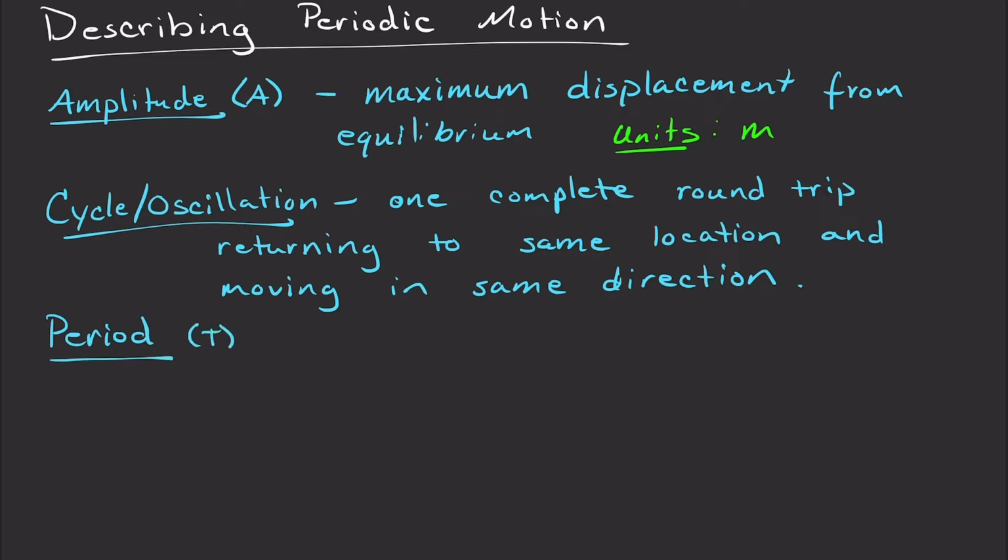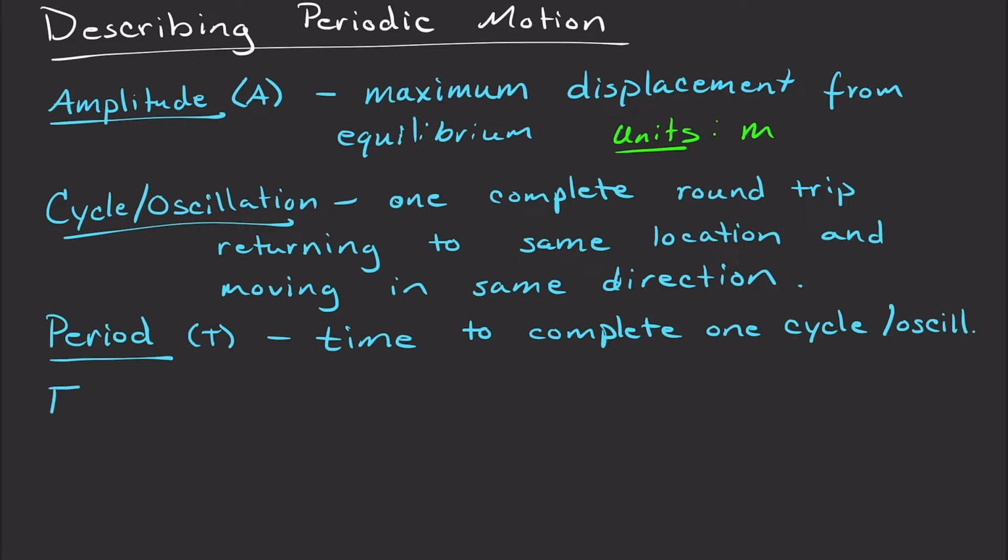We'll give that the letter capital T. And this is something we've seen before. It's the time to complete one cycle, or oscillation, or revolution if you're going in a circle.